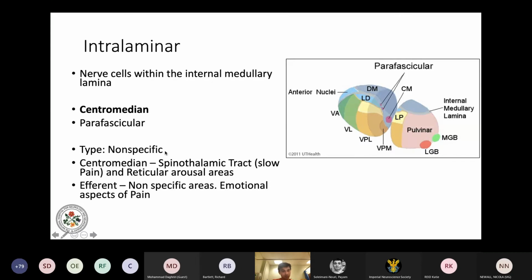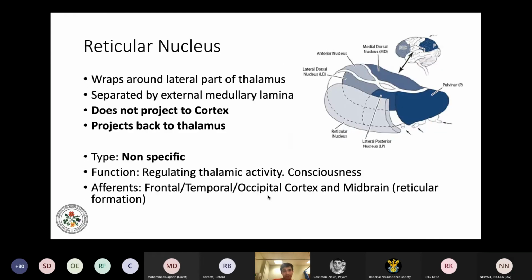Its role is non-specific. Again, inputs are from the spinothalamic tract and reticular arousing areas, and efferents go to non-specific areas, quite broadly. Some people have hypothesized that the role of the centromedian area is to regulate pain. But as we'll cover later on, it's been used to treat a number of neurological conditions, so its exact function is still being investigated.